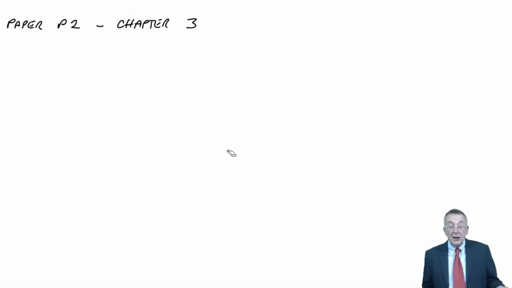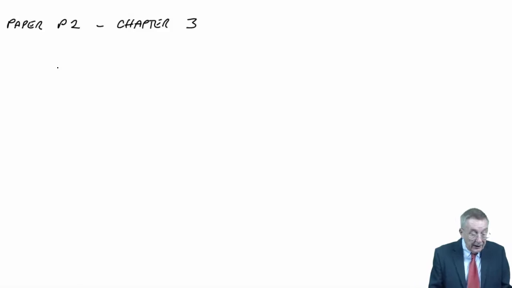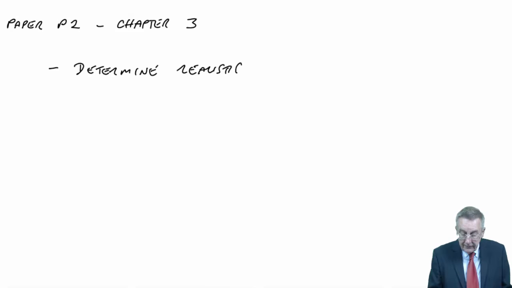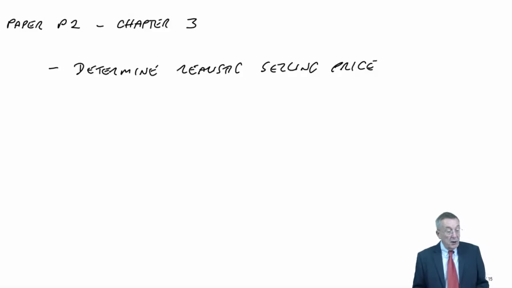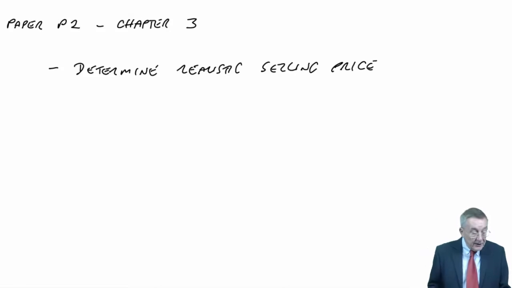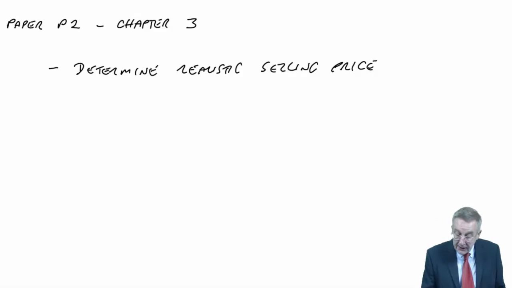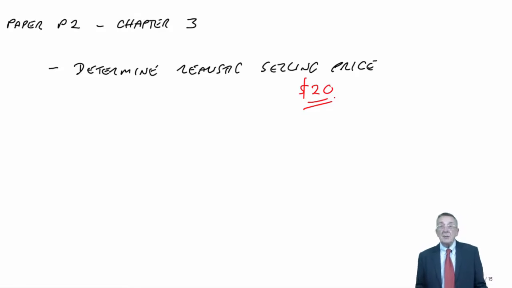So, the way target costing works, step 1, we determine a realistic selling price. And so in this example, exercise 1, a very simple little one, the realistic selling price is $20 a unit. So if we want to sell this product, that's what we can expect to achieve.